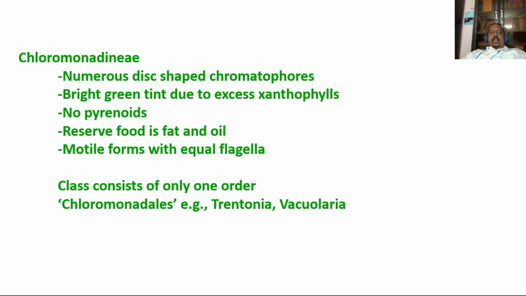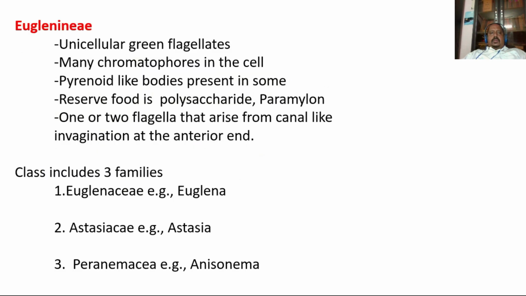Then comes the Chloromonadineae, where numerous discrete chromatophores are seen. Bright green tint due to the excess of xanthophylls. No pyrenoids are seen in them. Reserve food is fat and oil. Motile forms with equal flagella are seen. The class also contains one order, Chloromonadales, and Vacuolaria is one of the types which is familiar to us.